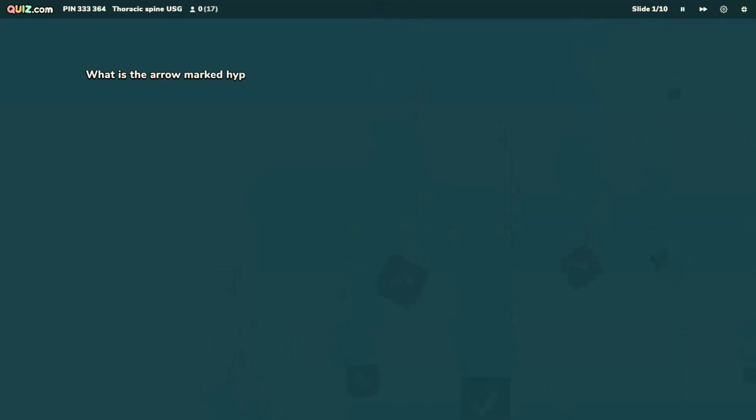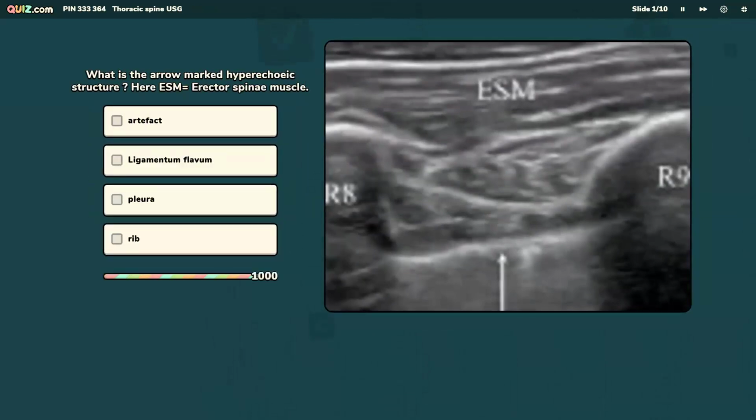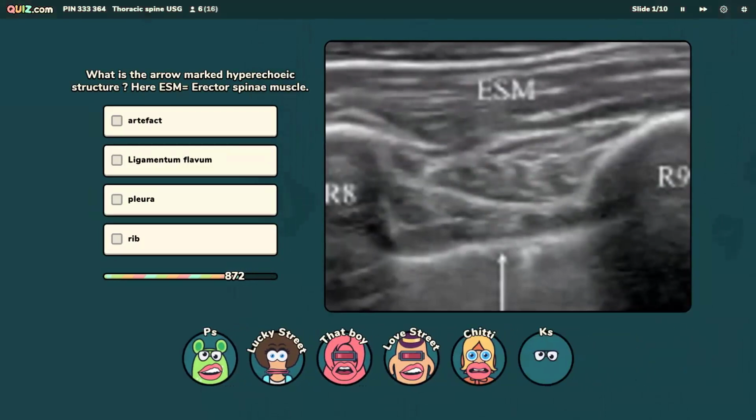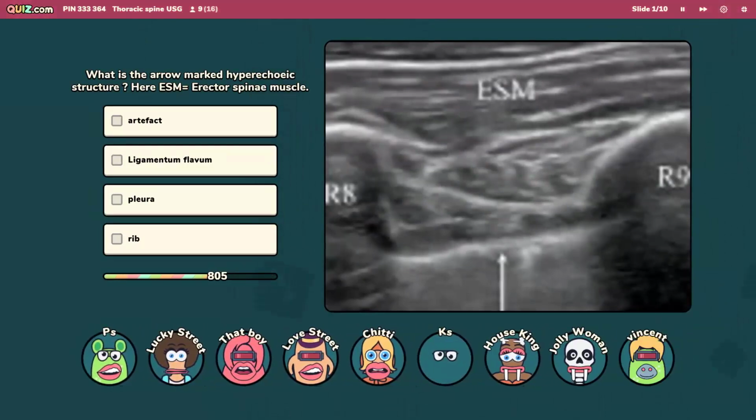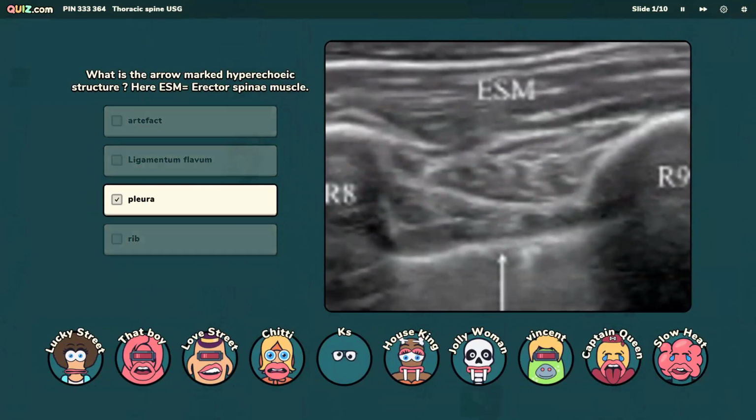What is the arrow-marked hyperechoic structure? Here ESM equals erector spinae muscle. Pleura.